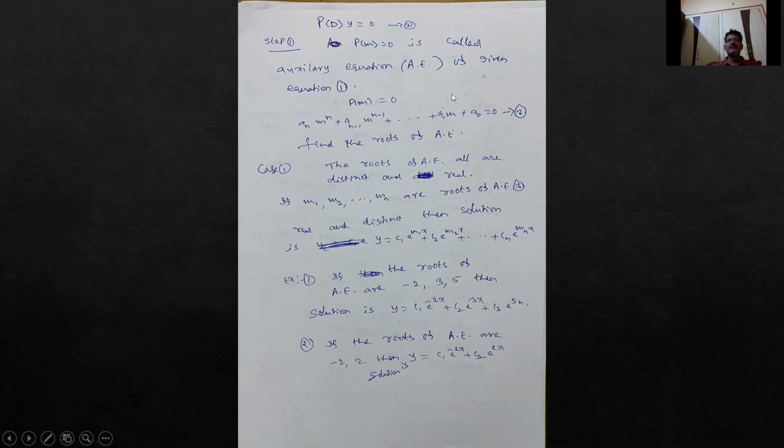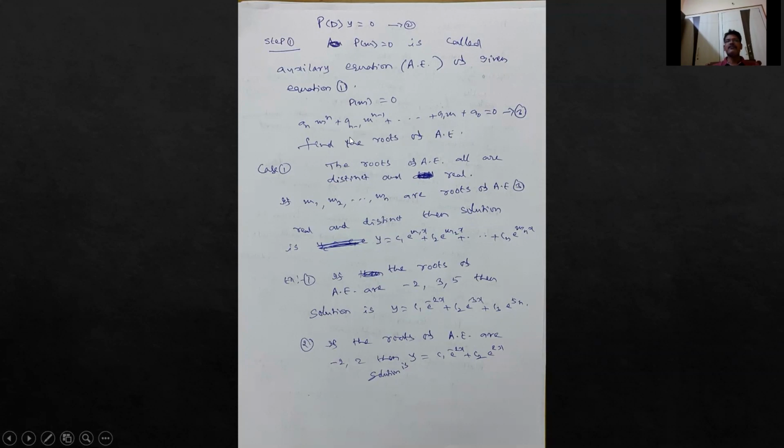So P(m) equals 0, that is a_n m^n + a_{n-1} m^{n-1} and so on, a_1 m + a_0 = 0. It is a polynomial of degree n in m. So by solving this equation we get n roots, because it is a polynomial in m of degree n.